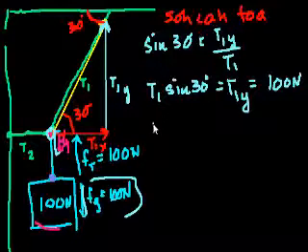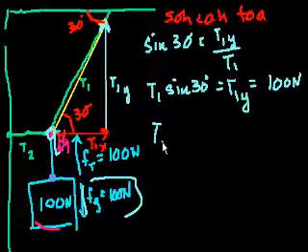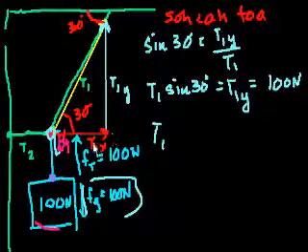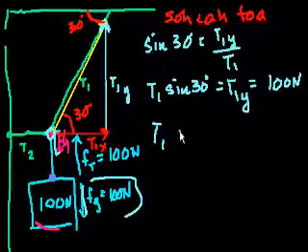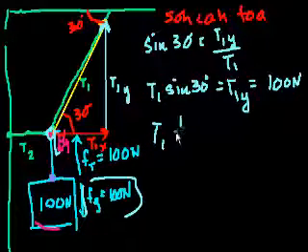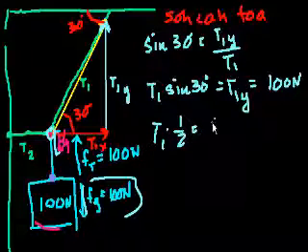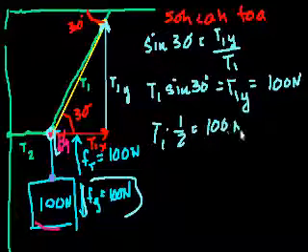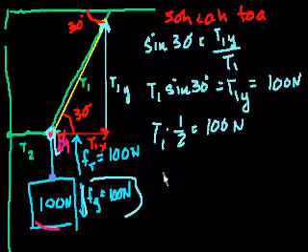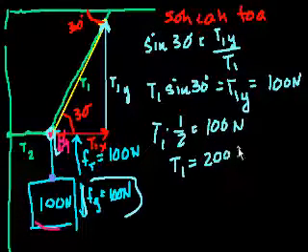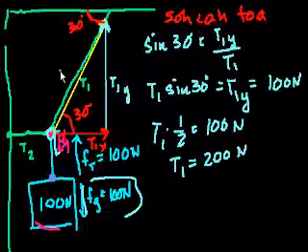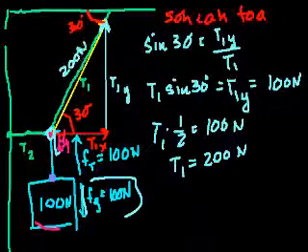So given that, we can now solve for the tension in this first wire, because we have t1. What's sine of 30? Sine of 30 degrees, in case you haven't memorized it, is 1/2. So t1 times 1/2 is equal to 100 newtons. Divide both sides by 1/2 and you get t1 is equal to 200 newtons.